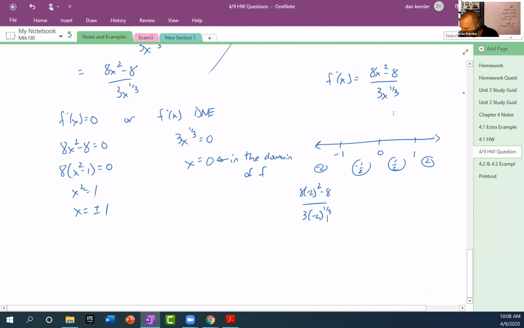Let's see here. The numerator, I don't care what the number is. I just want to know whether it's positive or negative. The numerator is 4 times 8, 32 minus 8. That's definitely positive. The denominator, -2 to the 1/3. Is that going to be positive or negative? It would be negative, yeah. It's the cube root, so it's some negative number. So that means the whole thing is negative, so it's decreasing over there.